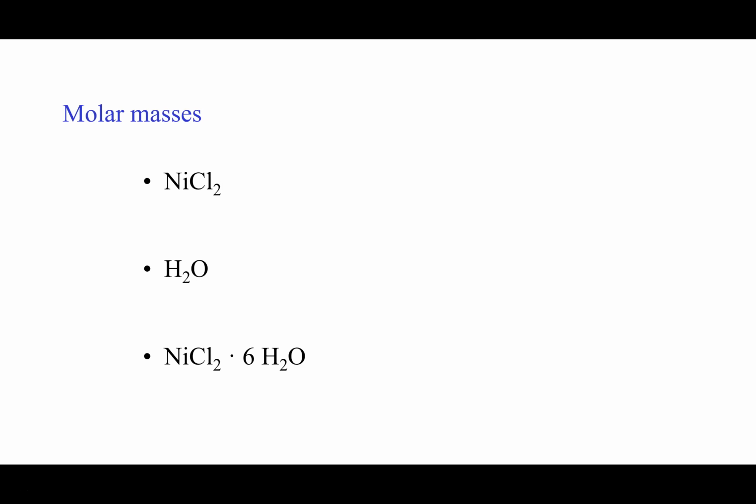So a good way to do this is to knock out the molar masses of the pieces and the whole. So we're going to use a periodic table. We're going to look up nickel, so we're going to take 1 times 58.69, nickel, plus 2 times 35.45, that's the chlorine. And we get a molar mass of the anhydrous salt of 129.59 grams per mole.